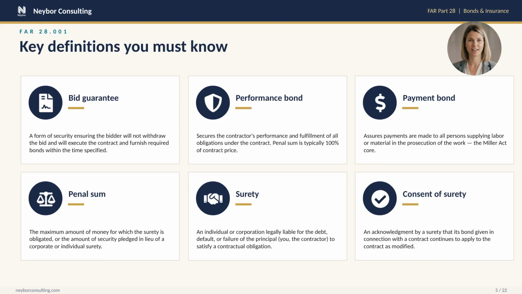A surety is the guarantor, usually a Treasury-listed insurance company. Notice the surety is liable for your default. That's why sureties are picky about whom they bond. And consent of surety, that last one, comes up every time the government modifies the contract. The surety must consent to keep its bond in force after the change.